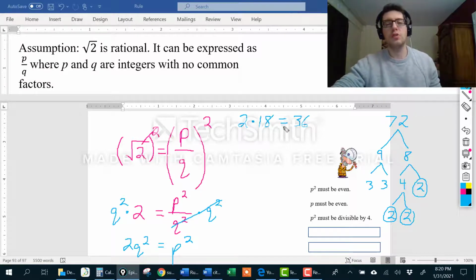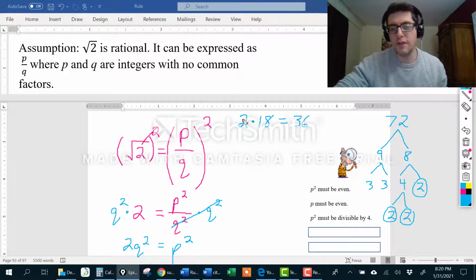But I also know that 36 is divisible by 4, and therefore it must have in its prime factorization at least 2 factors of 2. Since I see one of the factors of 2 over here, and I only see one over here, that means the other factor of 2 must be in this number. And obviously that's true, 18 is 9 times 2.